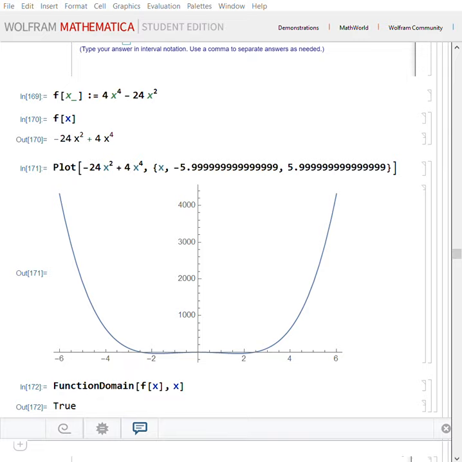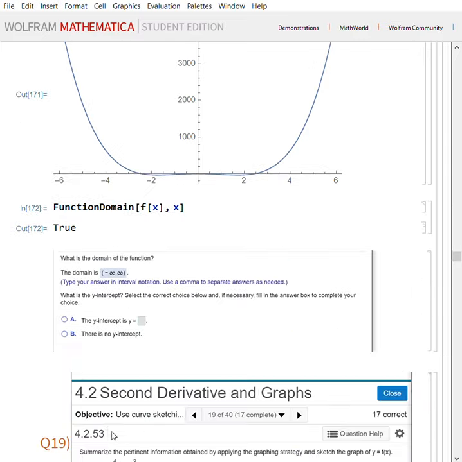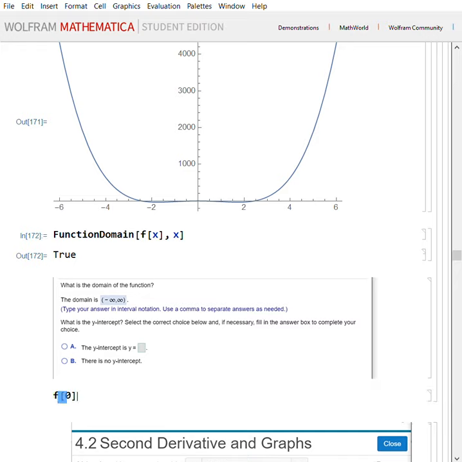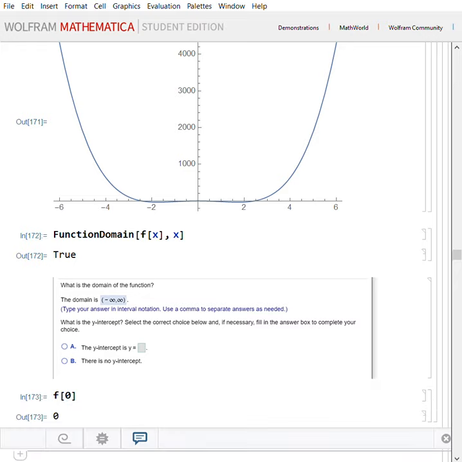And this is the answer. And the next part of the question asks for the y-intercept. The y-intercept is where you just set x equal to 0, so easily just do f of 0, and your y-intercept is 0.